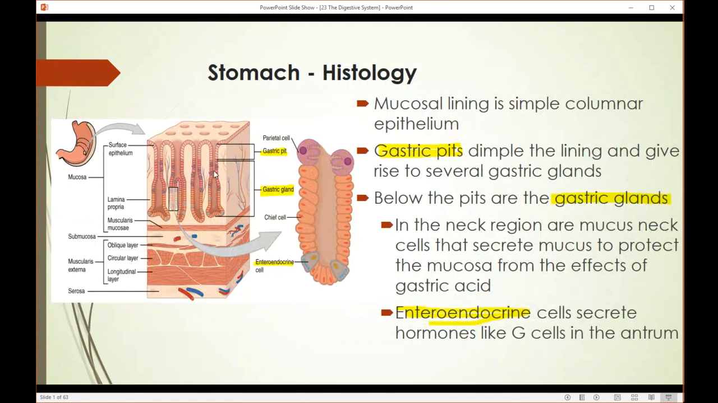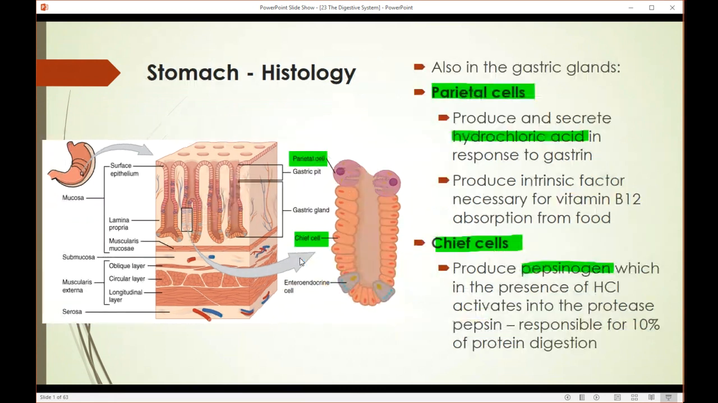So within our stomach, we have what are called gastric pits. Okay, here's a gastric pit right here. Below the pits are going to be the gastric glands. Okay. And within them, we have the enteroendocrine cells. Those are the ones that are like the G cells in the antrum. They help to release the gastric juices. Okay, so these are the parietal cells and the chief cells.